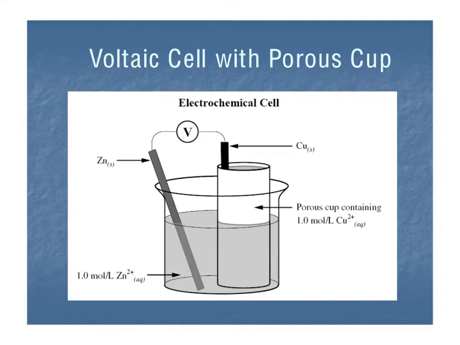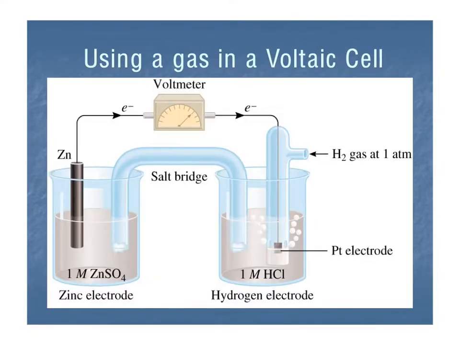In some cases, we may wish to use a gas as a reactant or produce a gas as a product. In this example, we are reducing hydrogen ions in the form of HCl into hydrogen gas. The source of electrons is the zinc anode, and as our cathode, we're using a platinum electrode, which is considered an inert electrode.